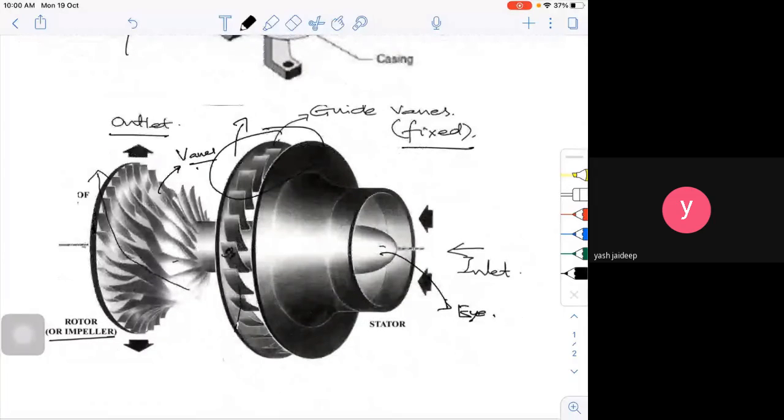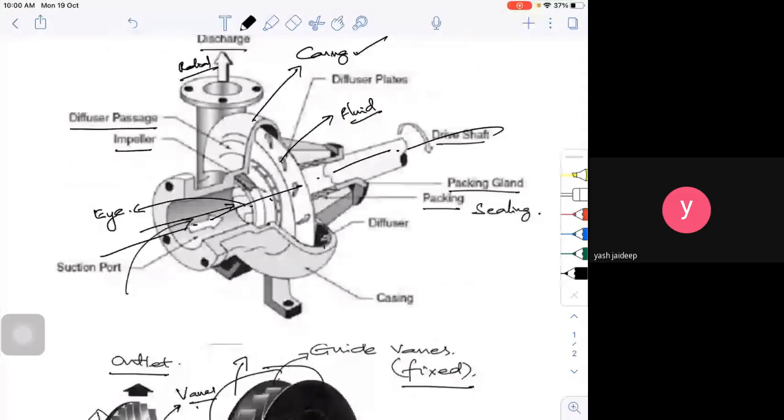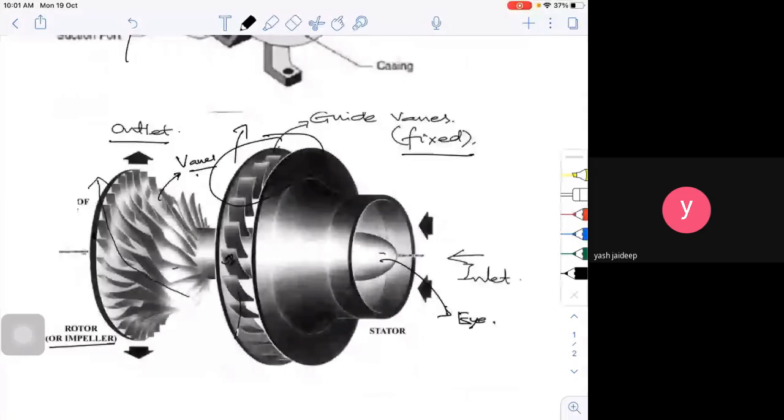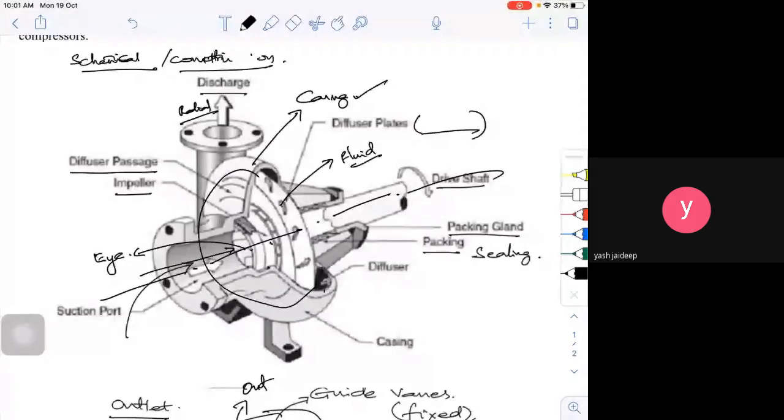What you see on the right hand side are the fixed vanes or guide vanes, the diffuser plates. The fluid goes in at the inlet and from the impeller it comes out like this. Then whatever comes out from the impeller goes to these guide vanes, and then it goes through your casing, and then it comes out as the output or delivery pipe.